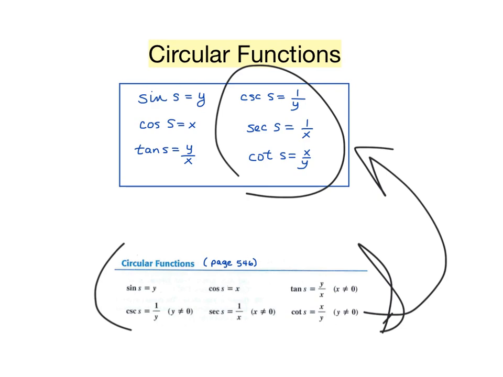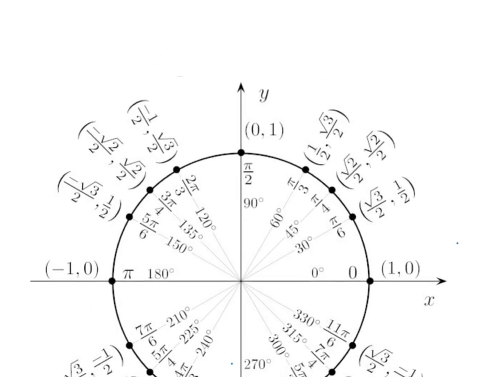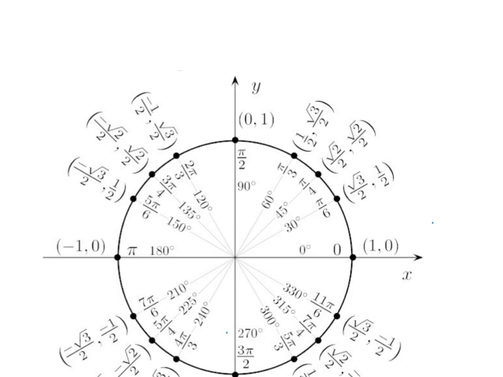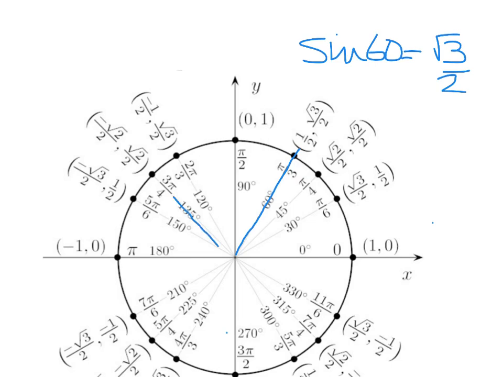Just a quick demonstration before I go on to another example. Let's say I said find the sine of 60 degrees. You're going to find 60 degrees, come here. Remember, sine uses y. So the sine of 60 is going to be equal to root 3 over 2. If I said find the cosine of 135, cosine uses x, and that would be negative root 2 over 2. So if you've memorized these coordinates, finding sine and cosine is super fast.